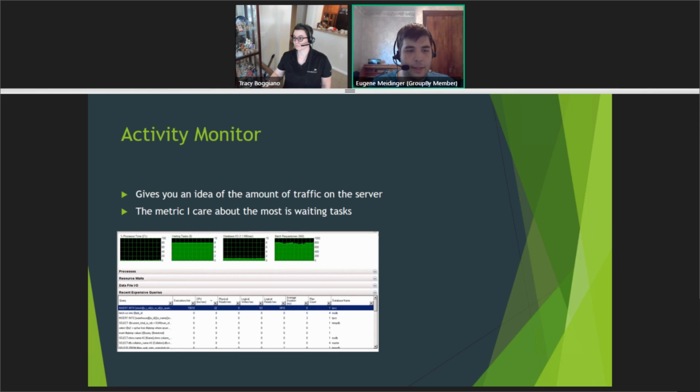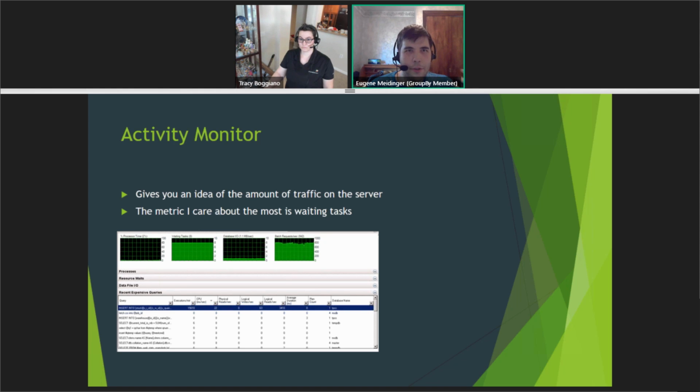So going through some of these things. Activity Monitor, this gives you an idea of the traffic, the I/O, the CPU. The thing that I honestly only care about for the most part on here is the number of waiting tasks. Just because I like to know, are things being blocked? Because like I said, I've seen those 10-car pileups where one query was causing 8 or 9 other queries to have to wait and be a problem.